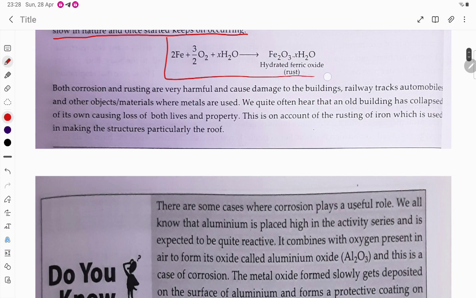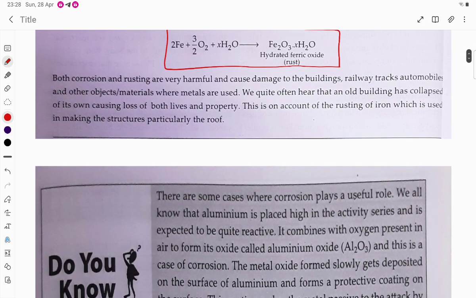So here is Fe plus 3/2 O2 plus XH2O. It is going to be hydrated ferric oxide, Fe2O3.XH2O. This is called rust. Both corrosion and rusting are very harmful and cause damage to buildings, railway tracks, automobiles and other objects where metals are used.